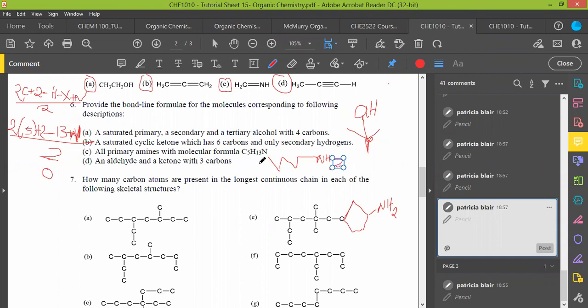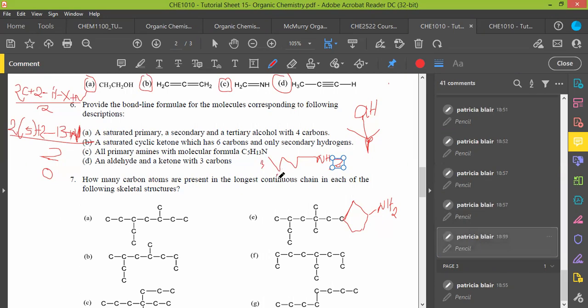Everything should match. Hydrogen should be 13. Here you have 3 at the far end. You have 3 plus 2 here, plus 2 here, plus 2 here, and plus 2 there. So you have 2, 4, 6, 8. And then 8 plus 5 is 13, because here you have 2. So 2, 4, 6, 8, 10, 13. This matches that description. You come to this one.